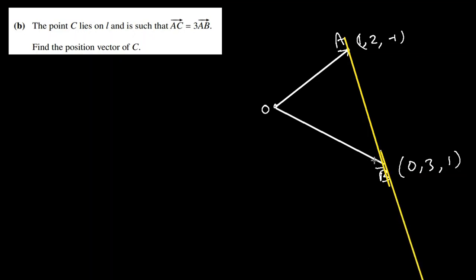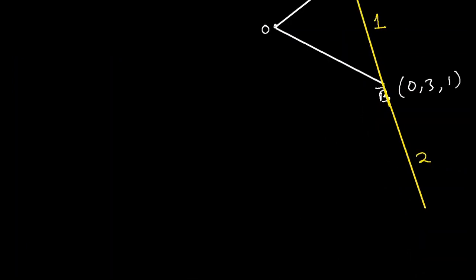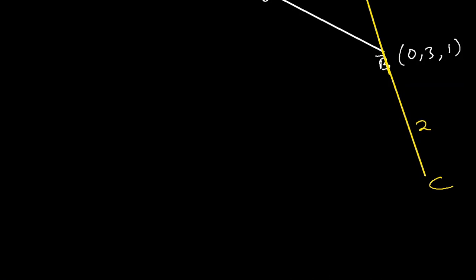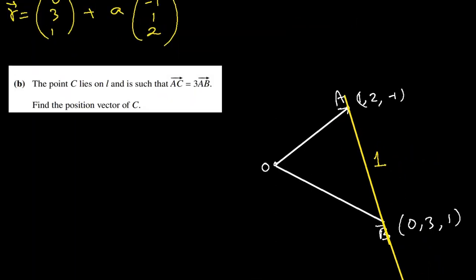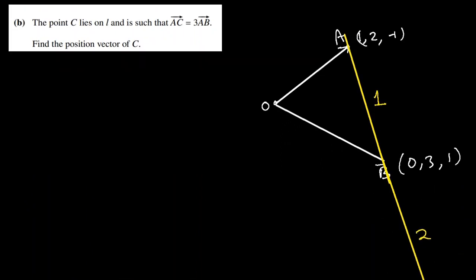Let's say somewhere beyond this, and such that this particular length, if it is 1, this length is 2 up to C. That's how it becomes 3 times. On this picture it doesn't look like it, but yeah, AB times 3 is AC. That's what it is. Alright. Find the position vector of C.